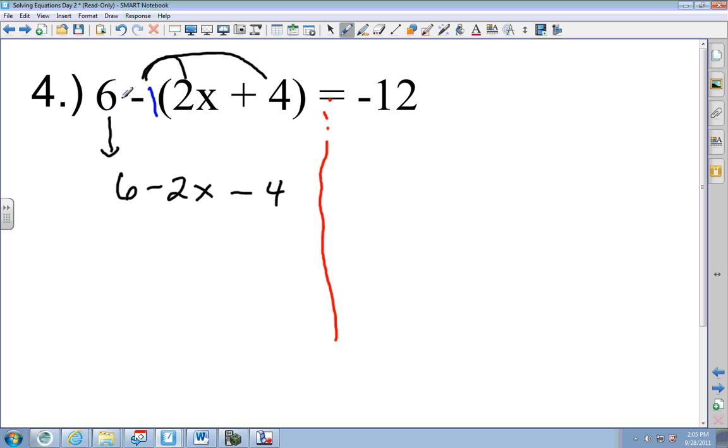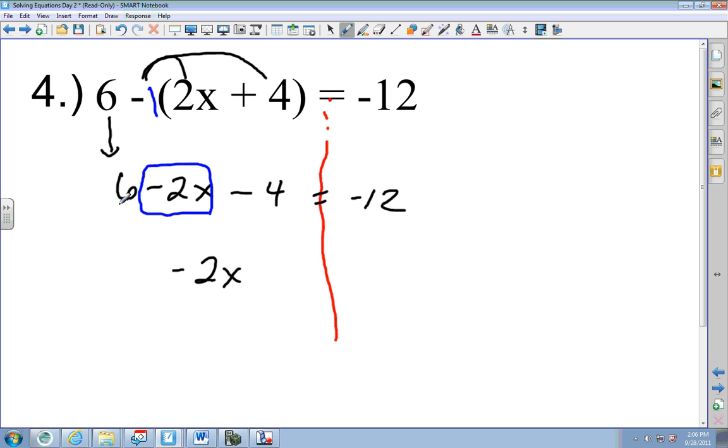If you made a mistake, you probably took 6 times 2, 6 times 4. So look and see if you did that. There's a negative. That's a negative 1. Equals negative 12. Now on the left-hand side, well, here's my x. There's only one of those, so I'm just going to leave it as negative 2x.